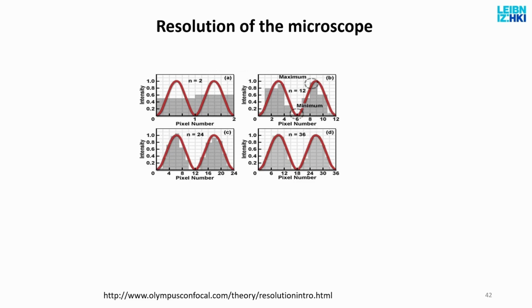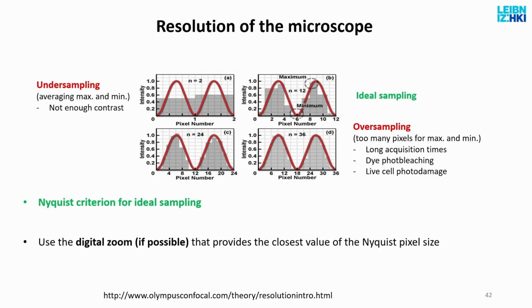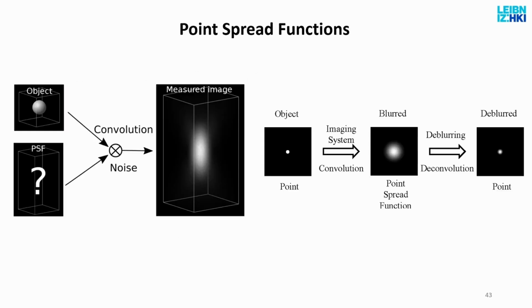So the optimal is somewhere here. You have enough pixels, a small enough pixel size, so you are getting information about where these peaks are, how far they are. So this is undersampling, this is oversampling, and this is optimal sampling. This criterion is called the Nyquist criterion. You have to keep this in mind when you calculate or set up your microscope. For this, you can either change the objective, or in confocal microscopes, you can use so-called digital zoom, which allows you to set any pixel size that you want. We will see in a few moments why.